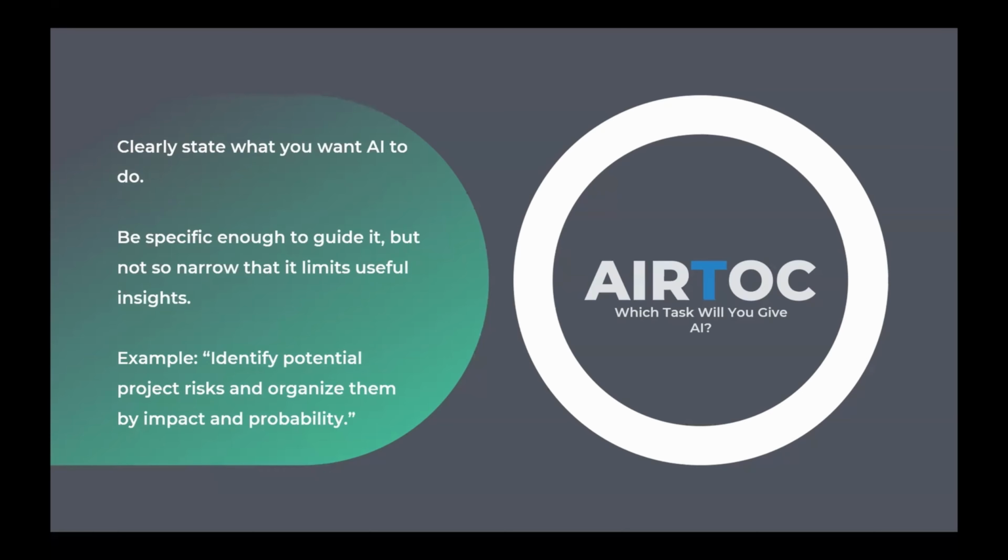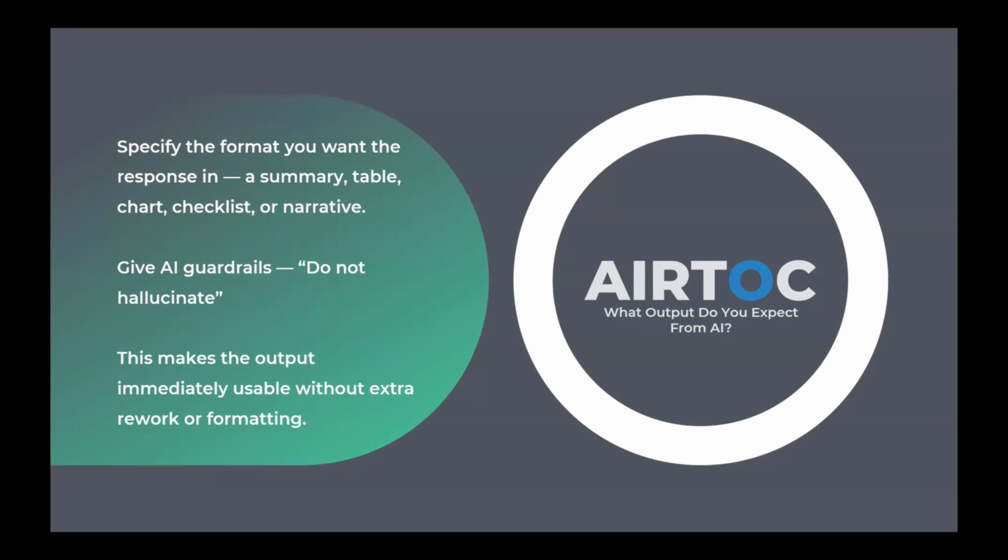This is where output and context become very important. So let's talk about it. Here you define the format or structure that you want. Do you want a summary? Do you want a table? Do you want a chart? Maybe a checklist? Do you want a full narrative? Maybe a downloadable PDF, etc.